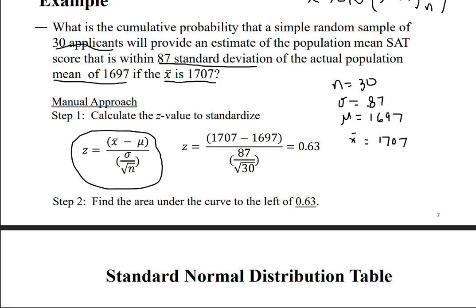Our population mean from here is 1,697. We subtract it from the sample mean of 1707, and then we divide by the standard deviation over the square root of our sample size. This will give us a standardized value of 0.63. So when we approximate this distribution as a normal distribution, our standardized value z is 0.63.